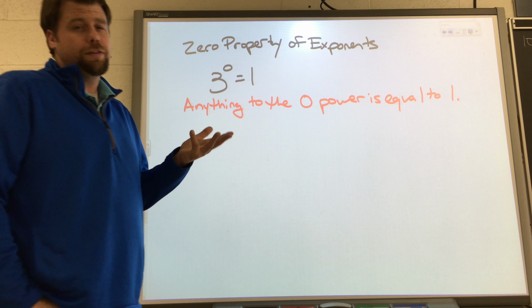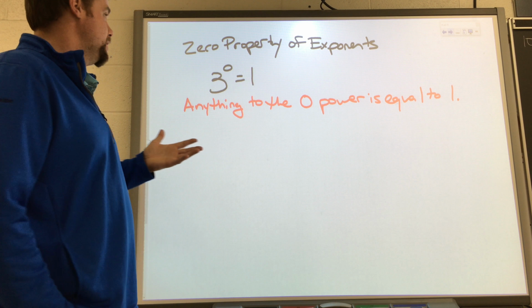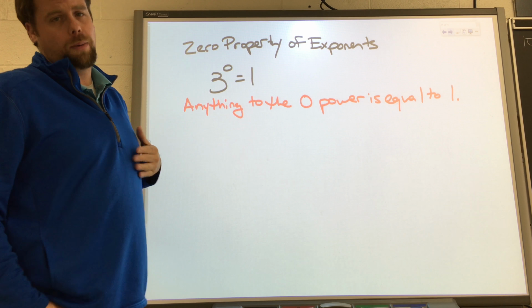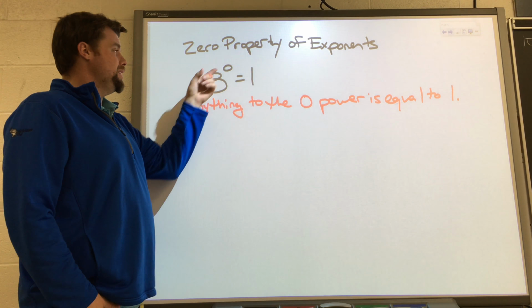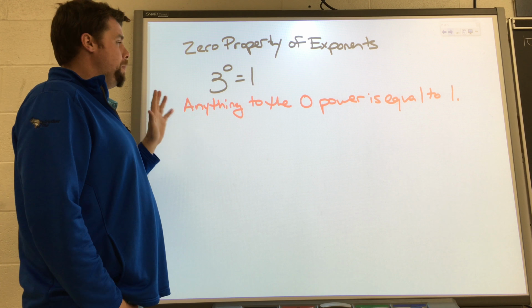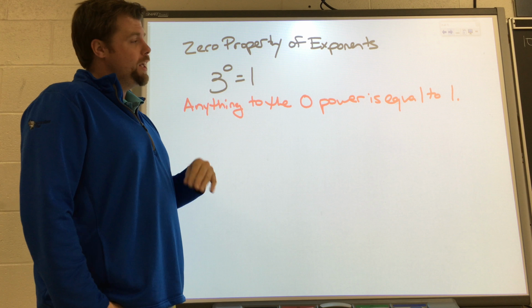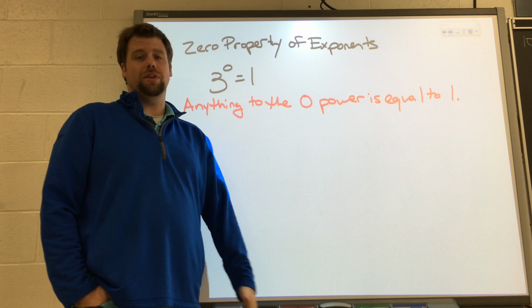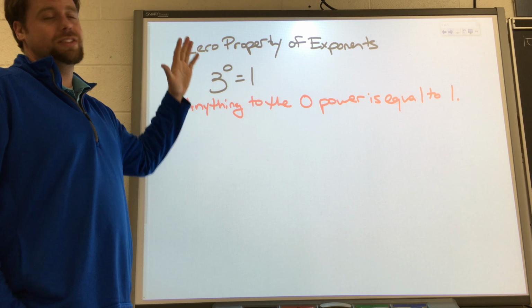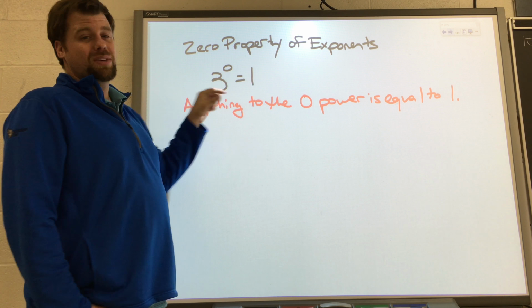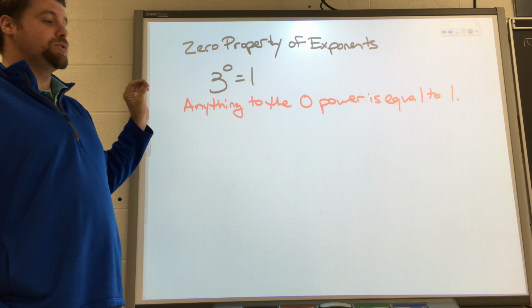All right, so we have to talk about a few properties that apply to exponents as well. For example, the 0 property of exponents says 3 to the 0 is equal to 1. Basically, the main idea is that anything to the 0 power is equal to 1. It could be x to the 0, it could be 1,340th to the 0 power, whatever. Anything raised to the 0 power is equal to 1.